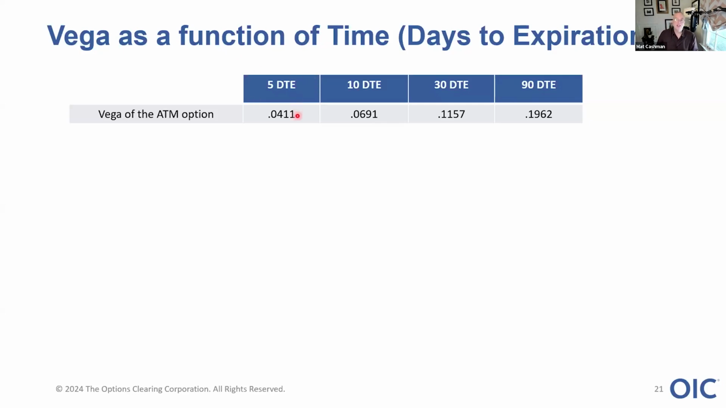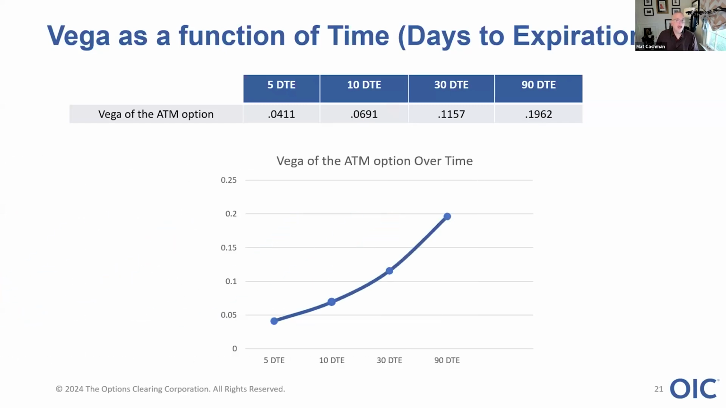The 5-day option has 4 cents. The 10-day option has 7 cents. The 30-day option has 12, and the 90-day option has 20. Vega is proportional to time. And when you look at it graphed, it makes a lot more sense.